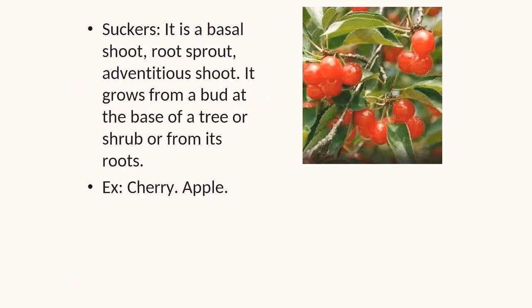Sucker. In it, the main stem grows vertically and from its underground part arises a branch which grows obliquely in the soil and then comes out to form a new aerial shoot, which produces a new plant. For example, mint, cherry, apple, etc.